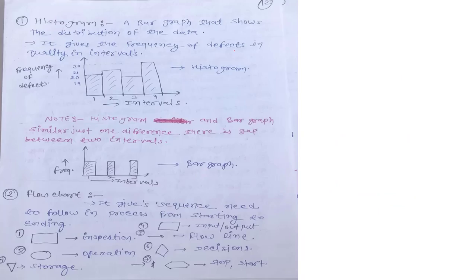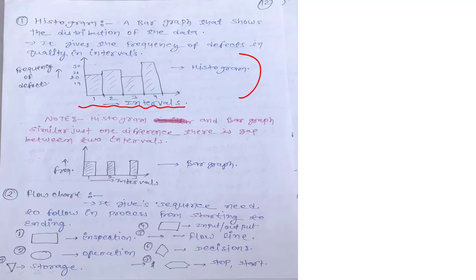First of all we will discuss the histogram. A histogram is one type of bar graph structure, and we may have defects or something similar to plot. It is a bar graph that shows the distribution of the data, and it gives the frequency of defects in quality intervals.